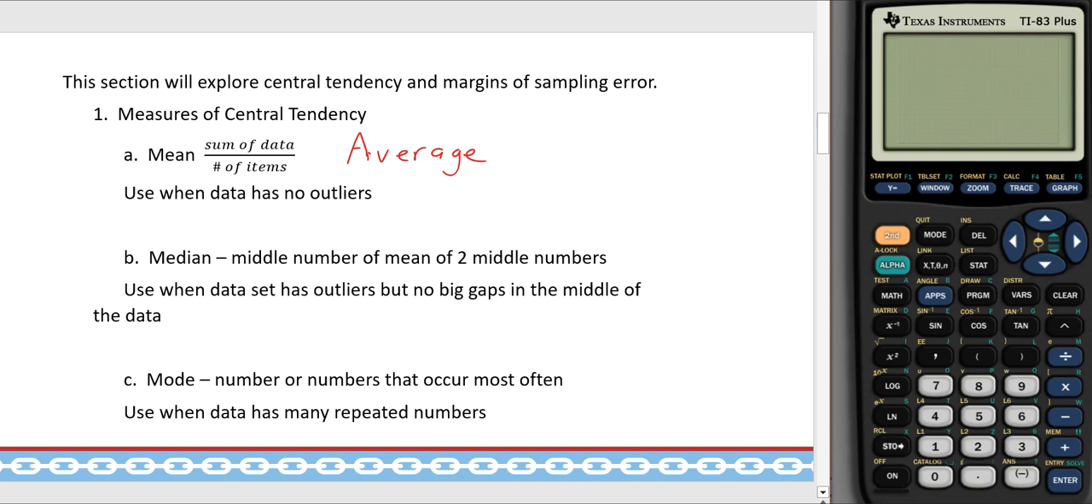We use mean most of the time when we are analyzing data. The one exception would be if you have outliers. If your data has outliers, then we're going to look elsewhere. Outliers are numbers that don't fit in with the rest, too big, too small. So numbers that don't fit in.